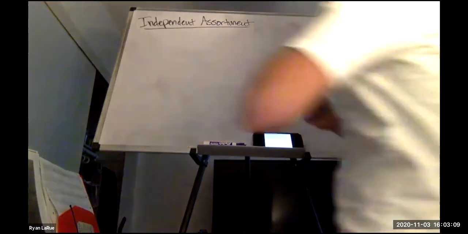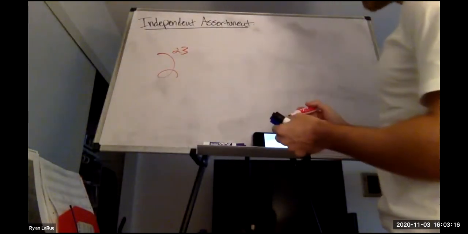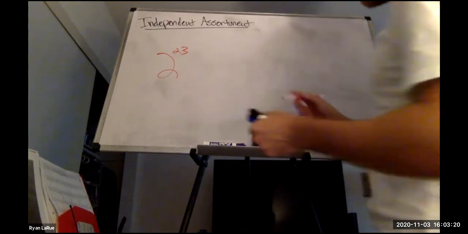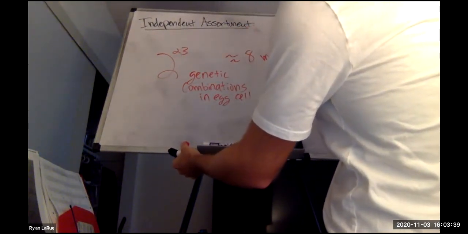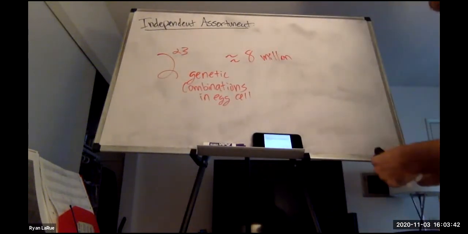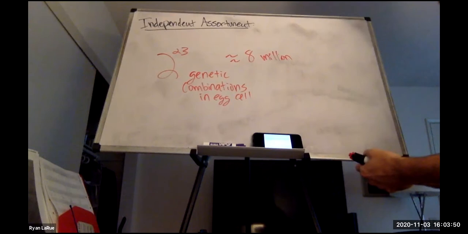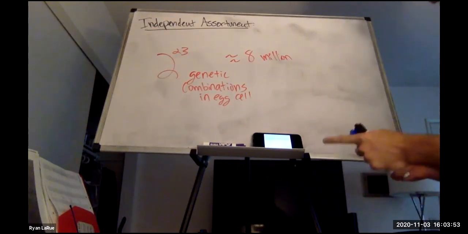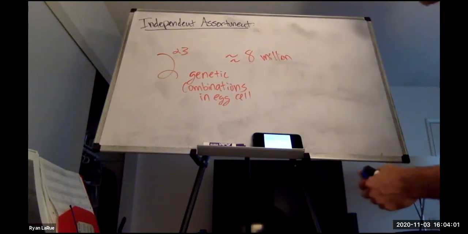When you have 23 pairs, the equation is 2 to the 23rd power. So 2 times 2 times 2 times 2 times 2, 23 times. So that's how many genetic combinations are possible in, say, producing the egg cell in a female. An egg cell. So 2 to the 23rd is roughly 8 million combinations for producing that egg. Now, the egg combines with the sperm cell to form the first cell of your new organism. If you're making a new human, a new plant, a new mushroom, fungi, right? Sexually reproducing.